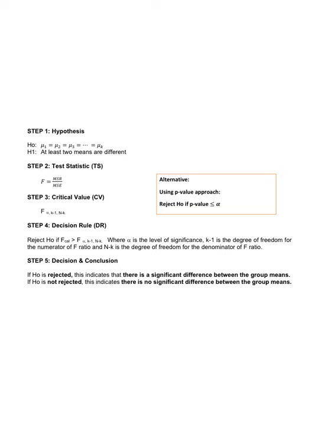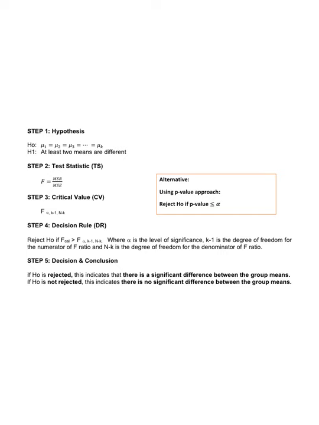So, to test on ANOVA, kita masih menggunakan teknik dalam hypothesis testing, which is the 5 steps. Okay, step yang pertama, we state the hypothesis. So, our null hypothesis is mu1 equals to mu2 equals to mu3 up to mu k. And H1, at least 2 means different.